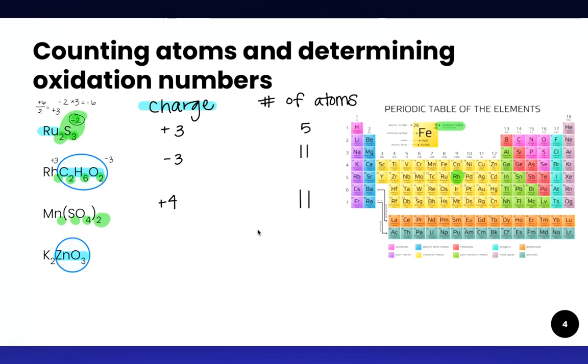Okay, finally, K2ZnO3, a polyatomic anion, but I do not know the charge of this one. It's not a commonly found anion, but we can calculate the charge on it using potassium, which is a group 1 element. We know that potassium has a charge of +1, and there are 2 of them. So the overall charge on the positive side of the molecule is +2. So the charge of ZnO3 must be -2.